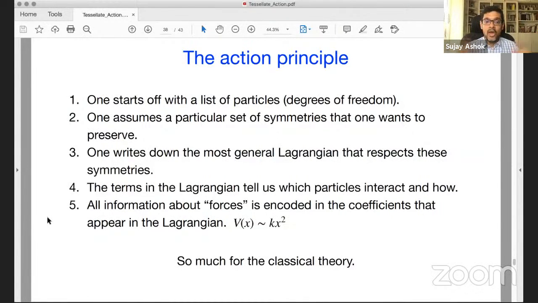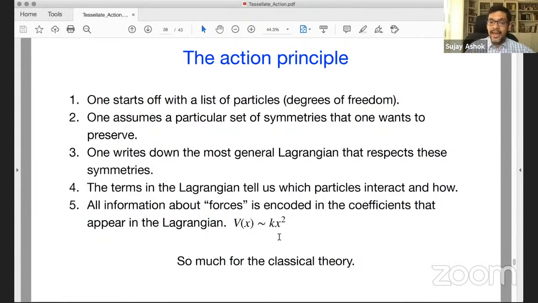All information about forces is now encoded in the parameters that appear in your action. So for instance, I had a potential kx squared in my earlier classical mechanics question. You can ask, what is k? Who gave you k? And the answer is nobody. k is what tells me how my particle interacts with the force. And I'll do an experiment to tell me what k is. This is exactly how people who work with particle physics experiments would do it. They have their Lagrangian, they have all the terms that are appearing in the Lagrangian, and they have various parameters that they cannot fix because they haven't done an experiment.